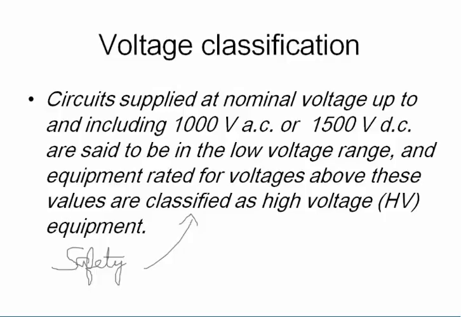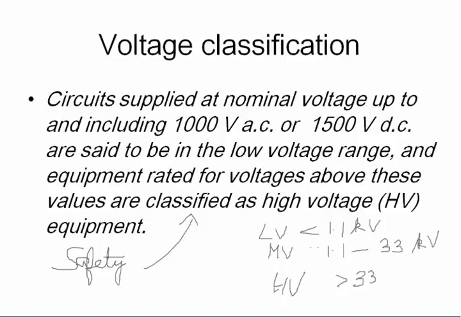However, in industry, you might find low voltage, medium voltage, and HV. These are industrial terms. Low voltage is typically less than 1.1 kV. Medium voltage is between 1.1 to 33 kV, and high voltage is anything over 33 kV. Could be 66 kV sometimes. So these are the industrial terms, while safety uses the other definition.